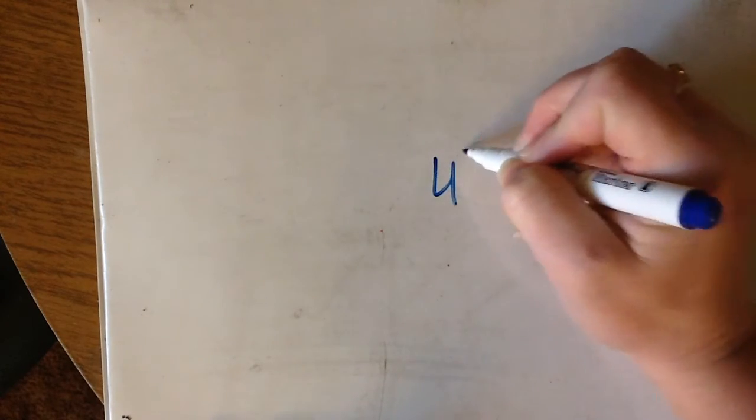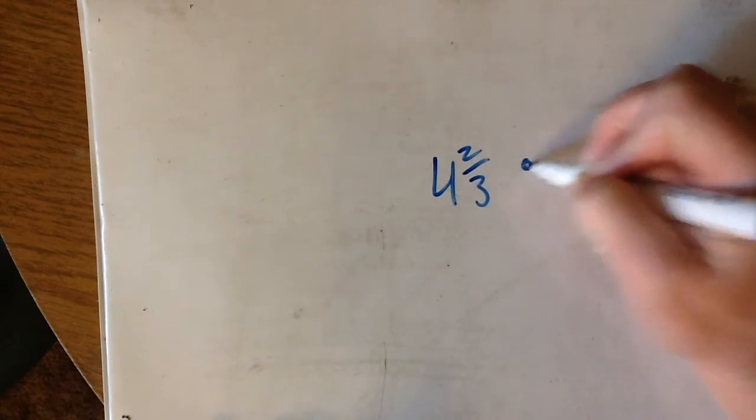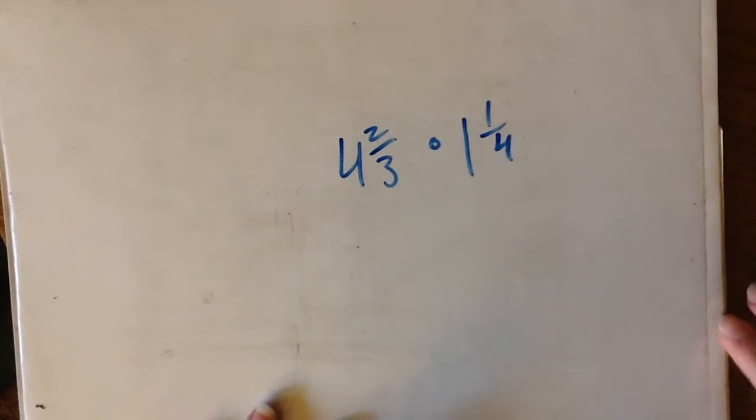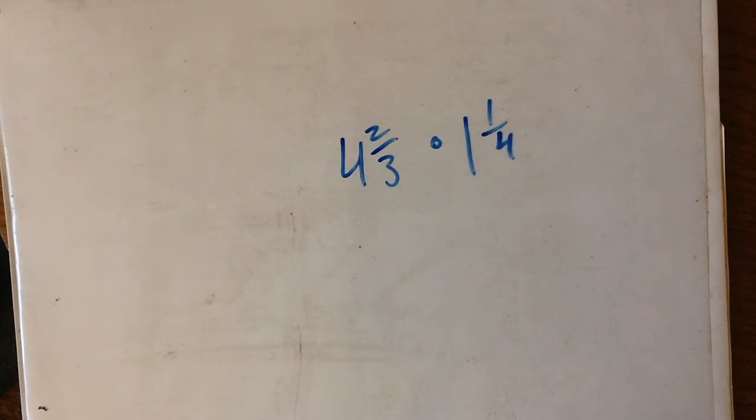All right, we're going to go over the warm-up problems for the multiplication and division of fractions fluency quiz. So the very first one is 4 2/3 times 1 1/4. For this, we want to change these to improper fractions.